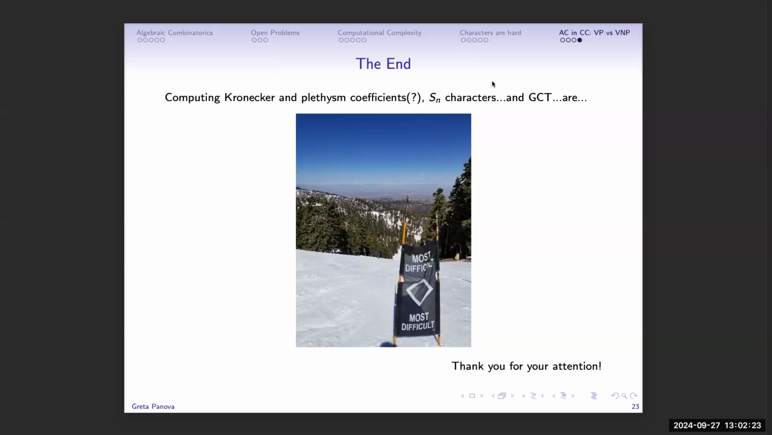It's all difficult. It sounds like even the Kronecker coefficient is hard to compute. You can still use it to tell that other things are hard. Yeah, it's not completely useless. A lot of negative results you can still do.